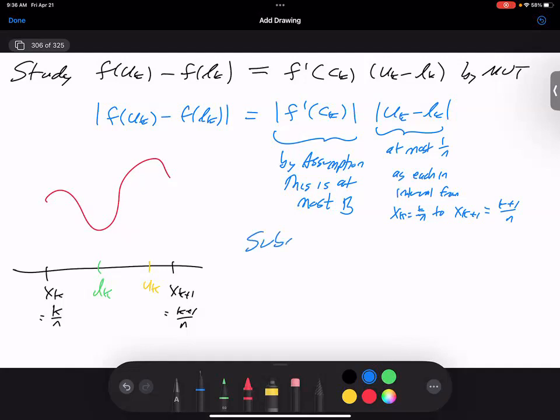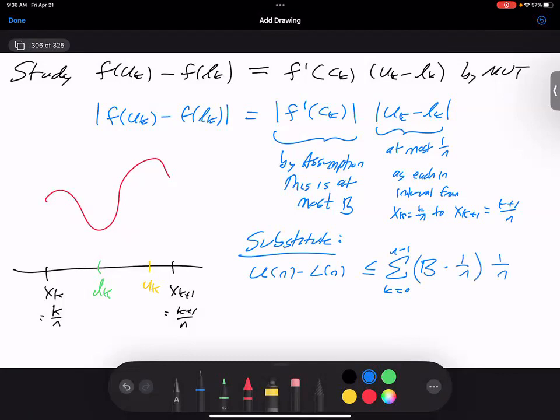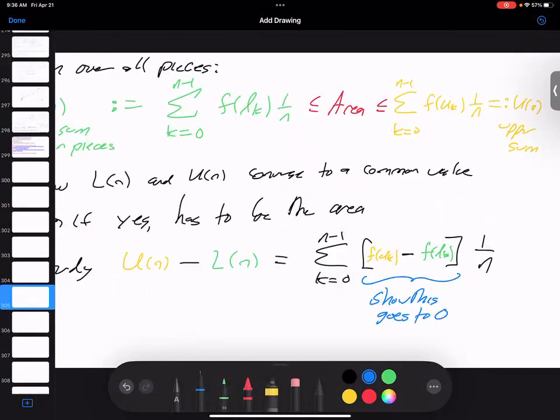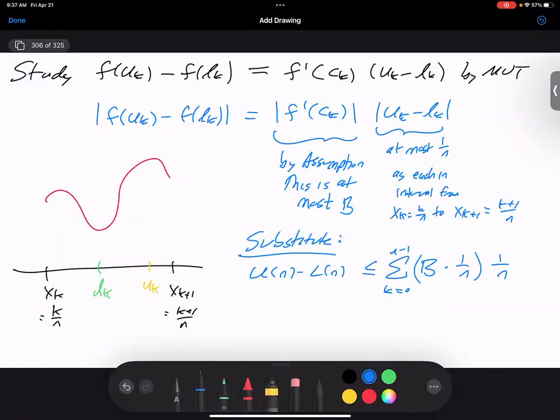Substituting, and we get u_n minus l_n is less than or equal to the sum, k goes from 0 to n minus 1, big B times 1 over n times 1 over n. And the reason is, we have F(U_k) minus F(L_k). We said that this part is at most B times 1 over n, and we still had a 1 over n.